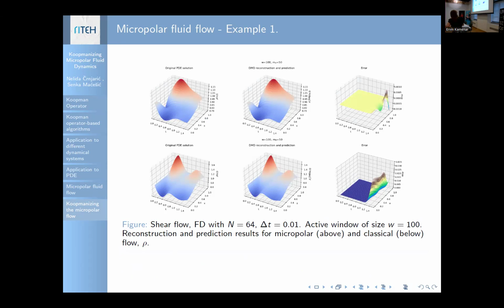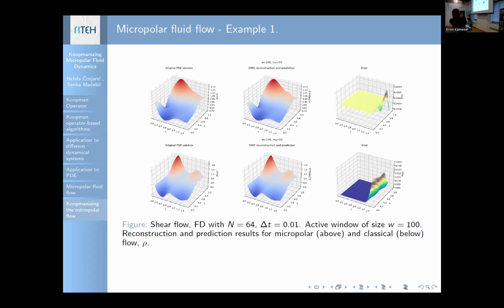I take one variable, this is density, that is obtained, and this is reconstruction and prediction. You can see that here the error for the reconstruction part is very small, and in the prediction part we have some error, but it is quite useful. It can be used. I didn't say that the active window size that I used is 100 steps, and the prediction is 50 steps, half of this. So 50 steps ahead, not just one step, but 50 steps ahead.